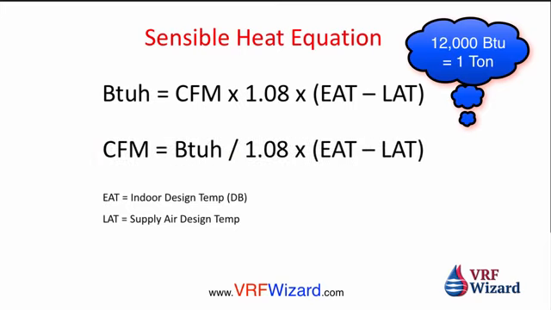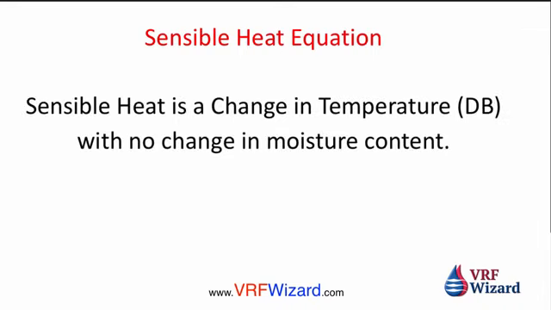room. And then once we know our indoor design temperature, that's our entering air temperature, and our supply air design temperature, which in this case we're going to use 55. So indoor design we're going to use 75, and leaving air temperature we're going to use 55. So basically sensible heat is a change in temperature. It has nothing to do with moisture. That would be latent heat. We're covering sensible heat and how to figure out CFM for the room.